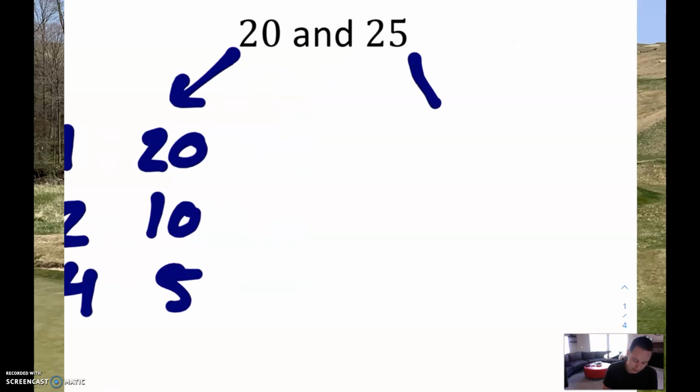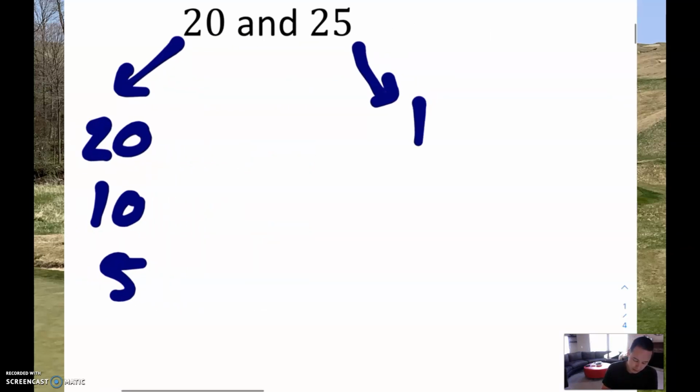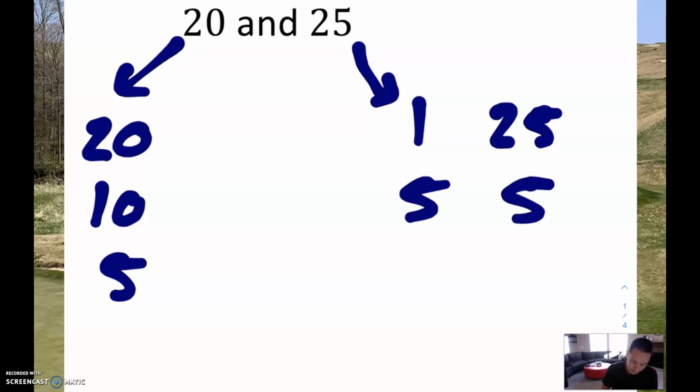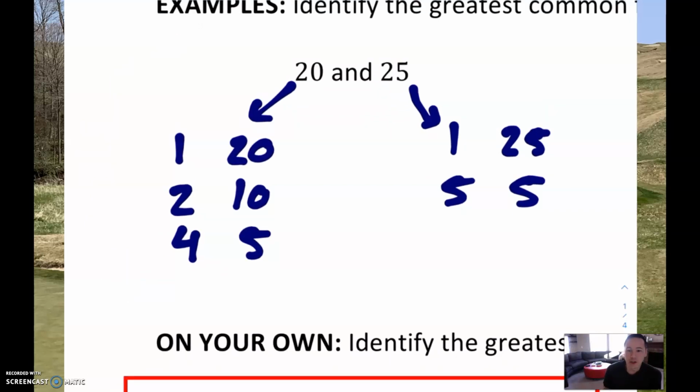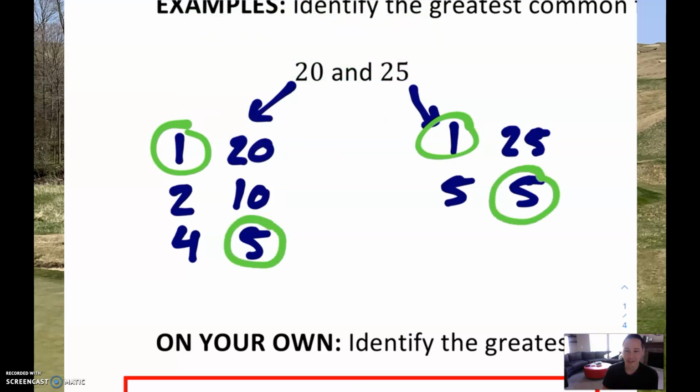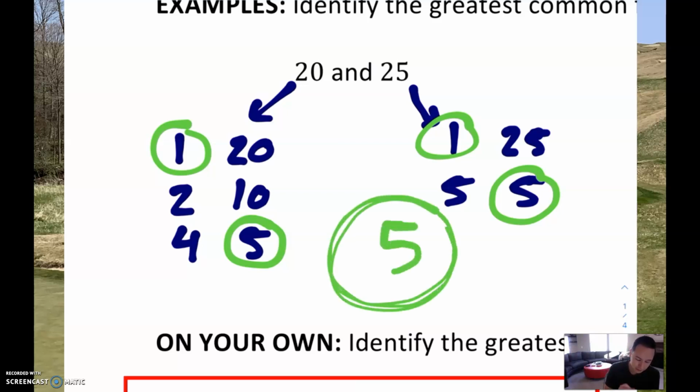All of these numbers here could multiply evenly into 20. Now let's look at the 25. You could have 1 and 25. 2 doesn't work, 3 doesn't work, 4 doesn't work, but you could have 5 and 5. And then there's no more. So what we're looking for is the greatest common factor. Well, you'll notice they have a 1 in common, okay, but they also have a 5 in common. So those are the 2 different factors they have in common. Which one of those is the greatest? 5 is the greatest. So your greatest common factor would be 5.